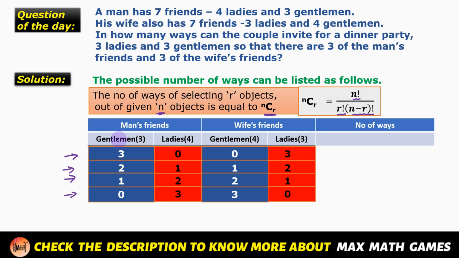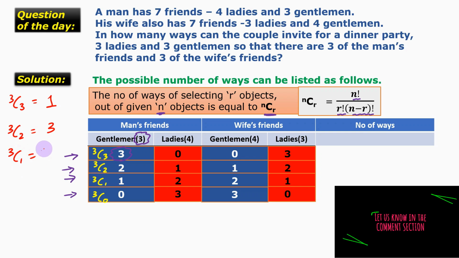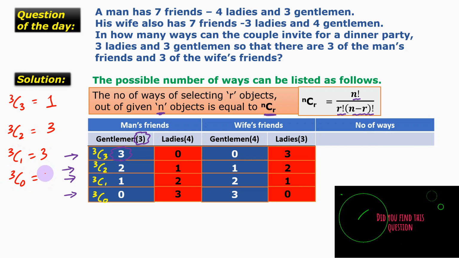Alright, so here we have 3 gentlemen and all 3 have been invited, so the number of ways of doing this is going to be 3C3, and 3C3 is equal to 1. 3C3 is the number of ways in which you can select 3 objects out of 3 given objects, so this quantity is equal to 1. Similarly, the number of ways of inviting 2 friends out of 3 given friends will be given by 3C2. Here also 3C1, and here 3C0. Now 3C2 is equal to 3, 3C1 is equal to 3, and 3C0 is equal to 1.